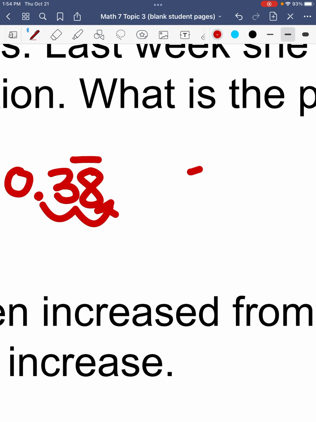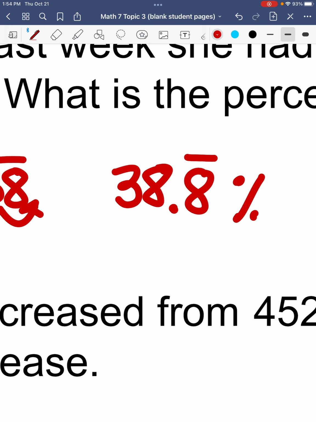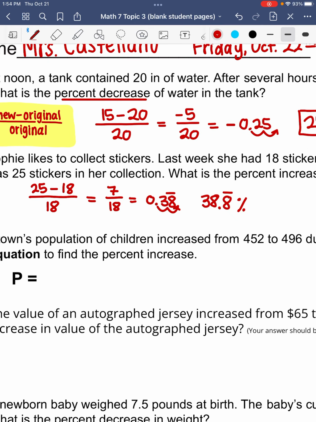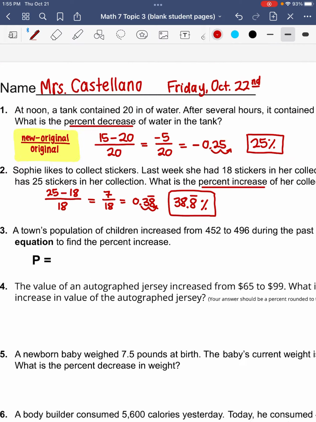So I'm going to have 38%, but because that's a repeating 8, I'm actually going to write it as 38.8%. So 38.8 repeating percent, and we know it's an increase. Everything was positive, but it also told us in the problem right here, what is the percent increase? So I'm just going to write it as 38.8 repeating percent. And in your actual Savvas quiz, you won't have any that have repeating digits. So don't fret about that.